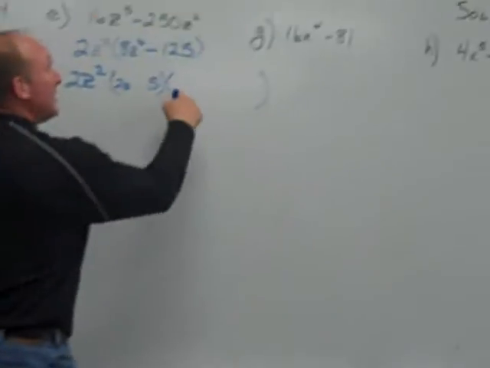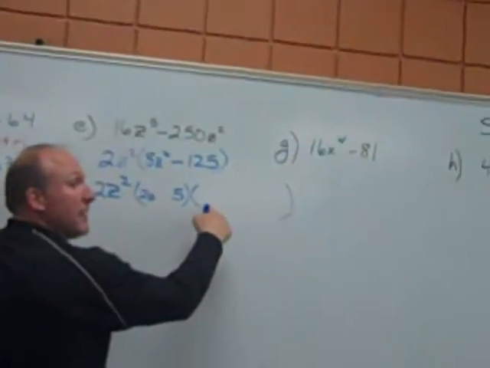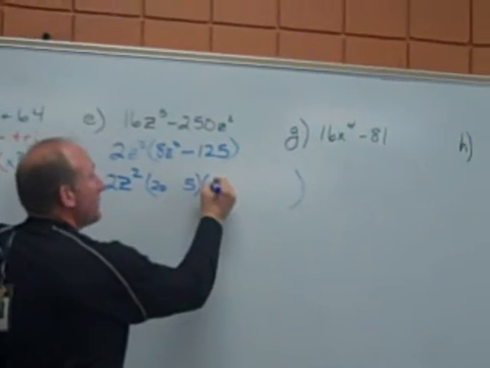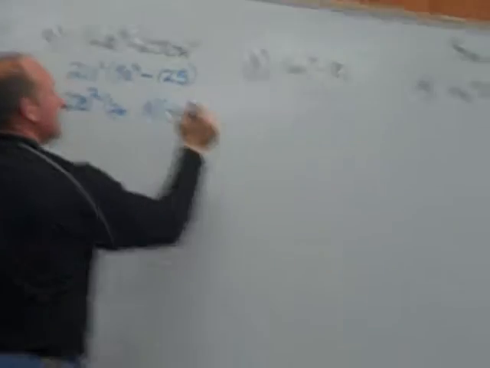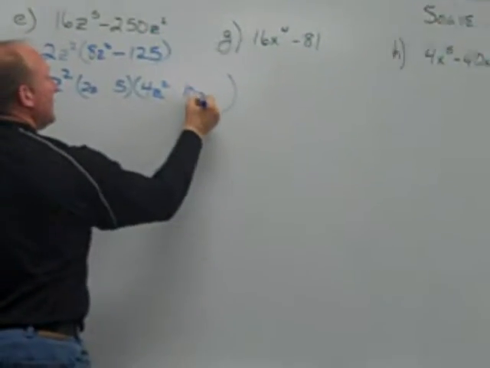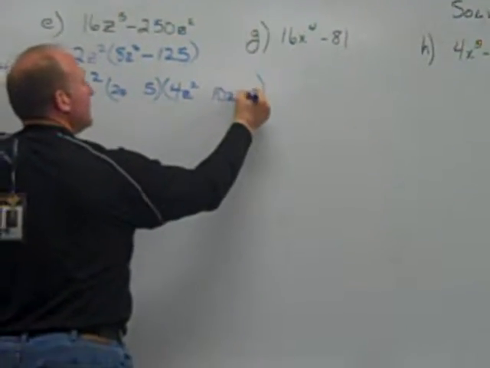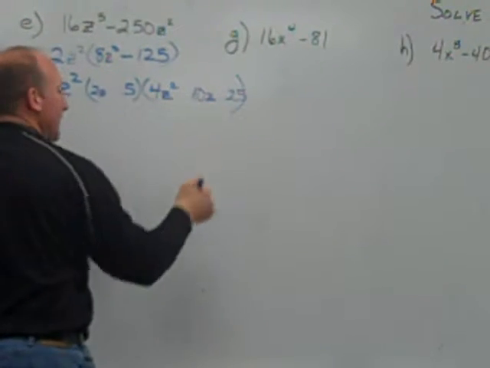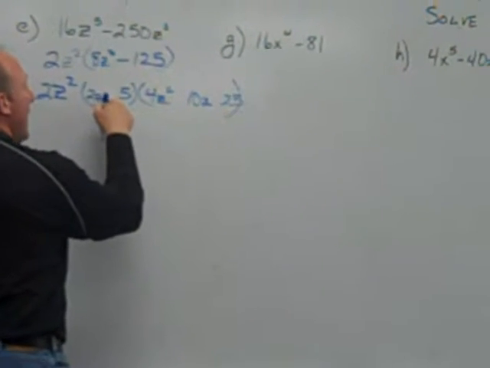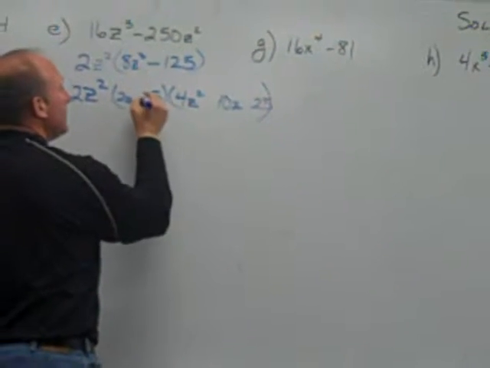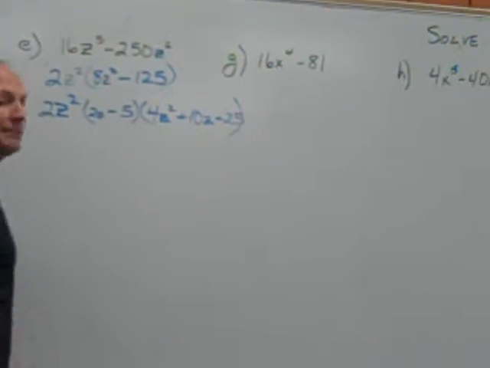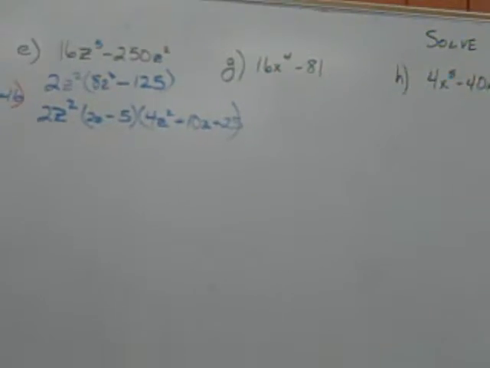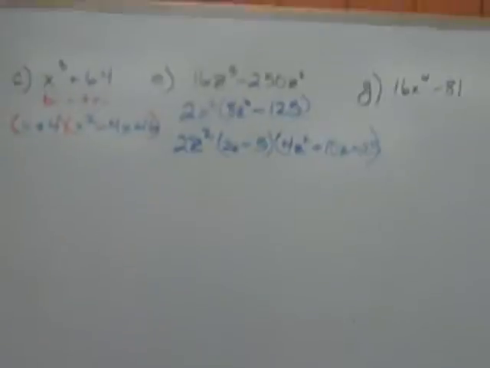Square. What's this going to be then? 4z squared. Together. 10z squared. Opposite sign of the middle, same sign. Plus. This is very procedural. You're right.